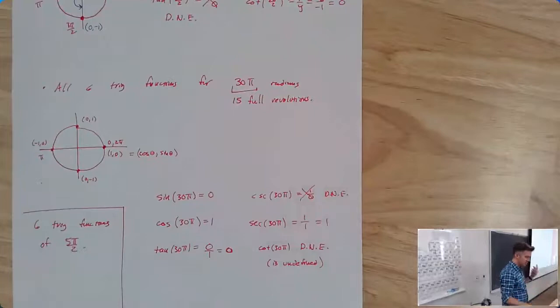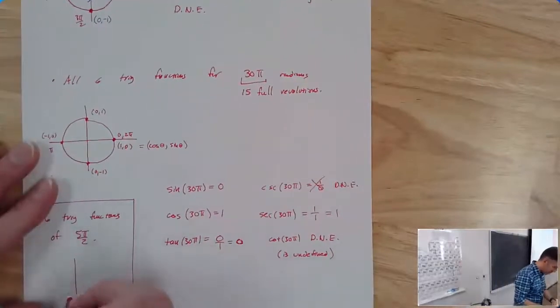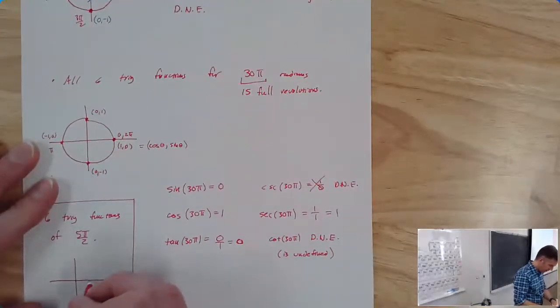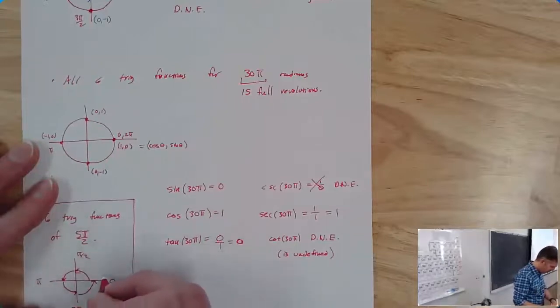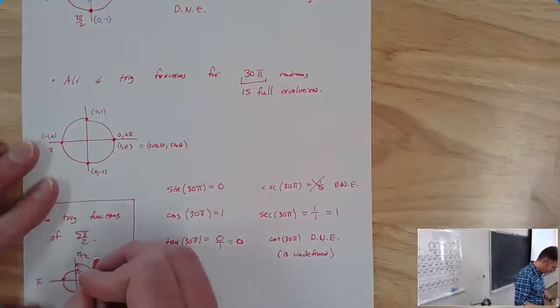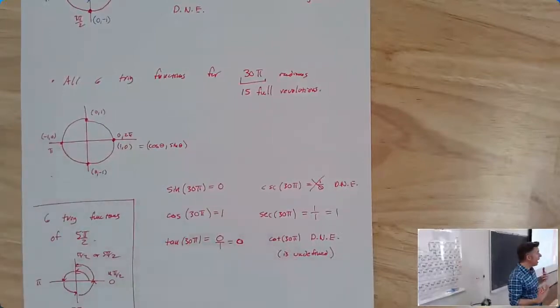Okay, let's think about this for a second, because I do want you all to know this. If I start here at 0, then that's 1 pi over 2, 2 pi over 2, 3 pi over 2, 4 pi over 2, which is 2 pi, 5 pi over 2. So 5 pi over 2 is actually back up at the top.